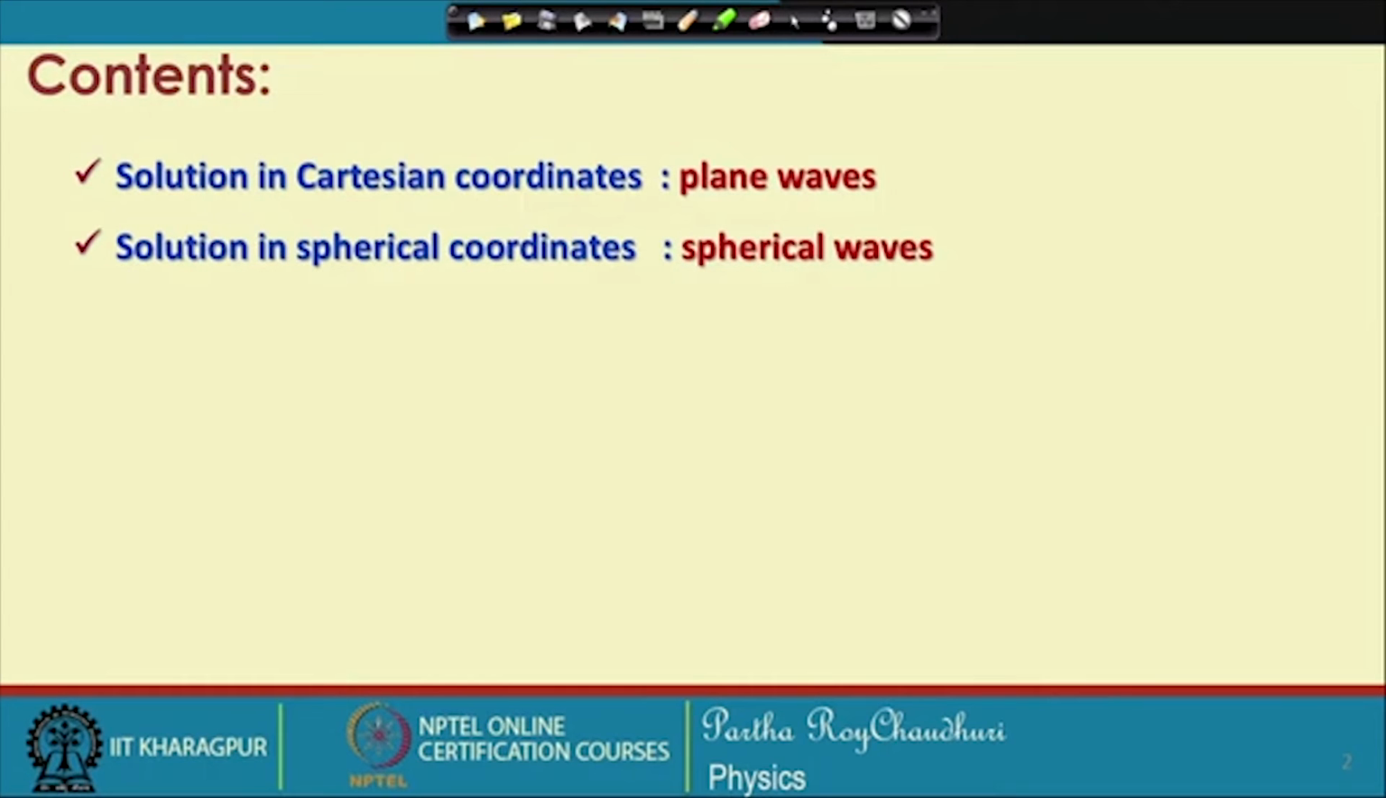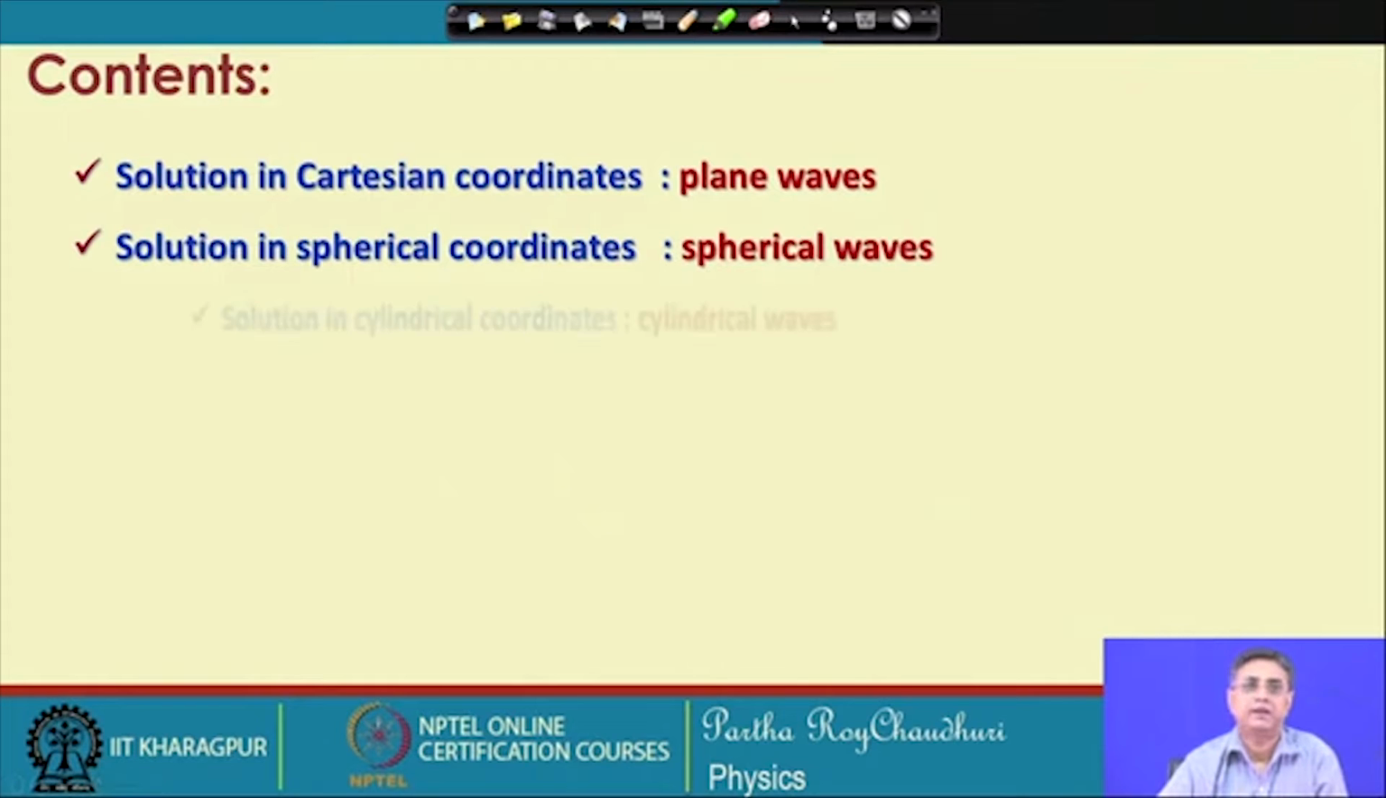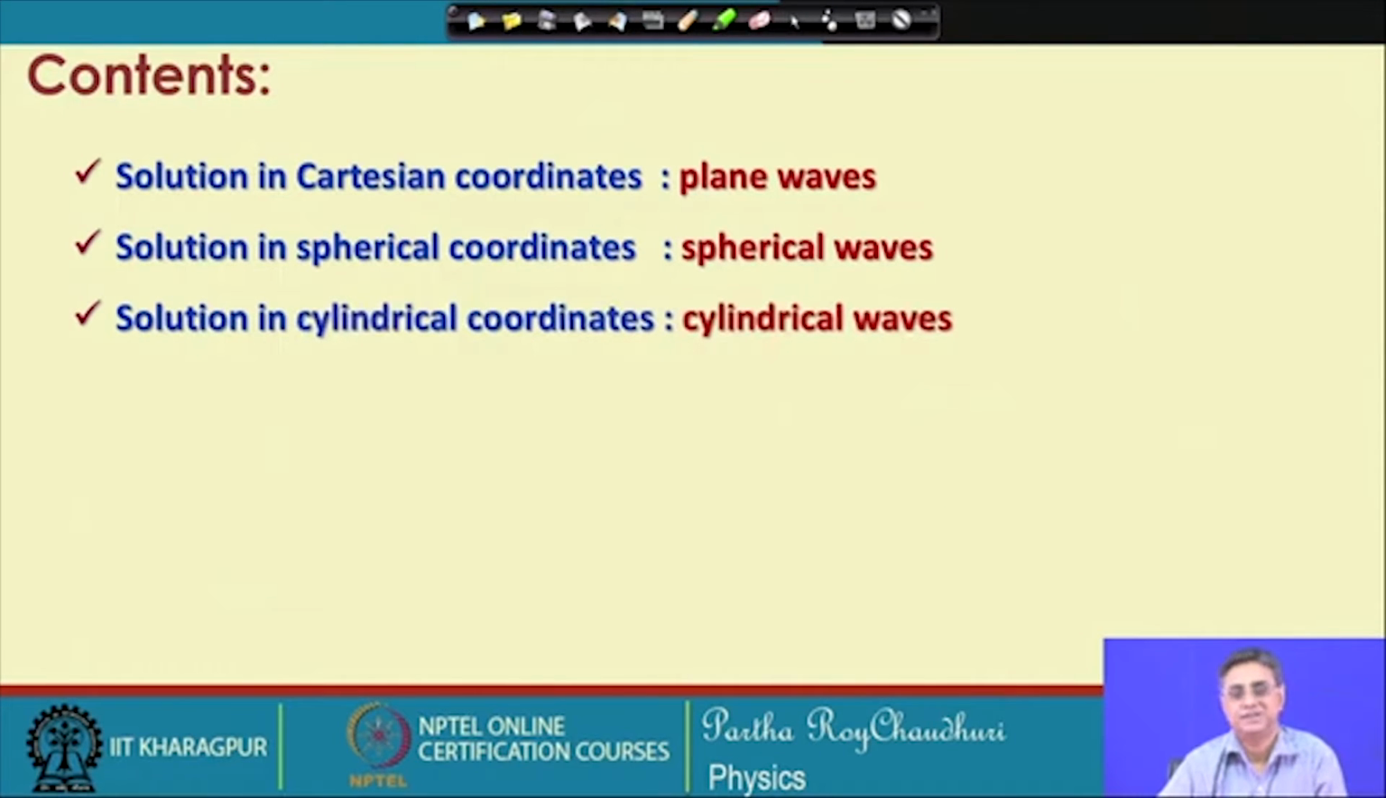So, in this class we will discuss the wave equations for electromagnetic waves and their solutions. The content of this discussion is like this: the solution in the Cartesian coordinate system, which will give rise to the plane waves, or speaking otherwise, that a plane wave satisfies the Cartesian system of coordinates. The solution in spherical coordinates, which will give rise to spherical waves, and the solution in cylindrical coordinate systems, which will give out cylindrical waves.